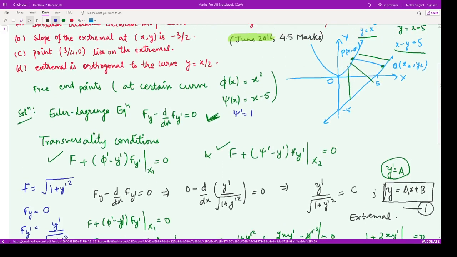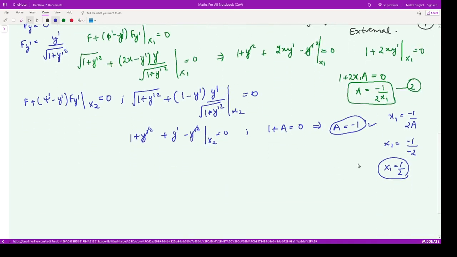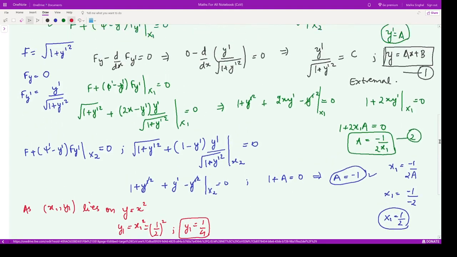So if we obtain x1, we can obtain y1. How? This point y1 here lies on this parabola, y is equal to x square. So as the point x1 comma y1 lies on y is equal to x square, we have y1 is equal to x1 square. So what is x1? It is 1 by 2 whole square. So clearly y1 is equal to 1 by 4. So our first point is 1 by 2 and 1 by 4.